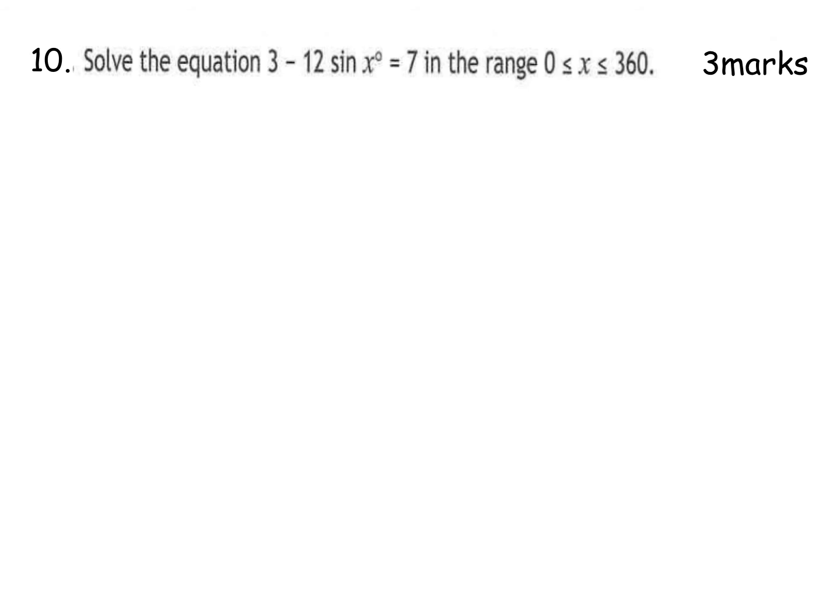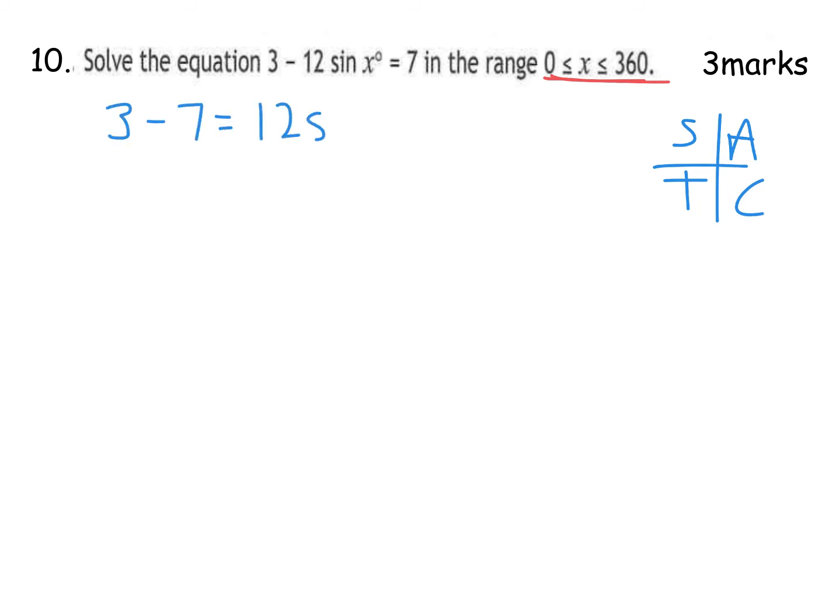Okay, so straight off, this is a trig equation. Easy way to recognise it is by this bit here. So this is when we're going to use our all sine tan cos. Our first goal is to rearrange this so that it's sin x equals. So what I'm going to do is move the 12 to the other side. So I've got 3 take away 7 equals 12 sin x.